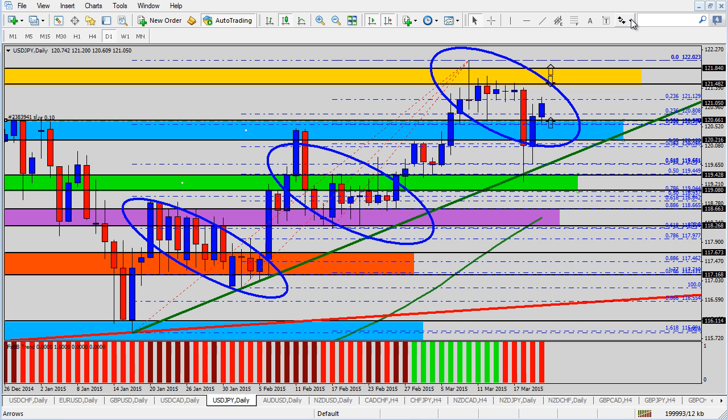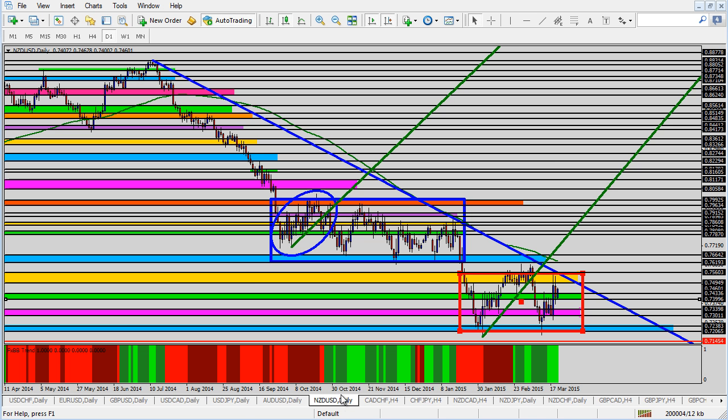If it turns back down and settles back down into support in the blue zone, like it did here in the purple zone or the orange zone, then we could look for new opportunities to take a buy here for the US yen. But right now, holding profit on the trade from 120.65.